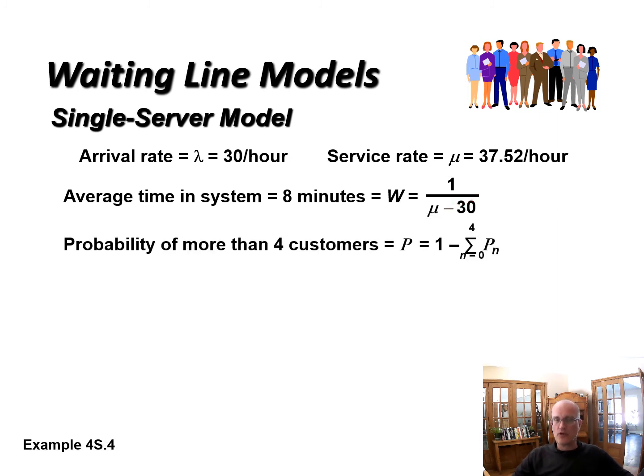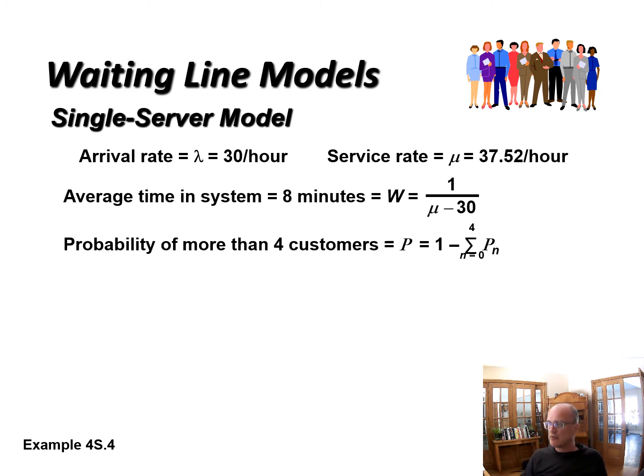The probability of more than 4 customers is equal to 1 minus the sum of the probability that there are 0 customers, 1 customer, 2 customers, 3 customers, 4 customers. Because here we have discrete probabilities, right? In this case, we can't have half a customer in the system. We either have 0 customers, 1 customer, 2 customers, and so on.